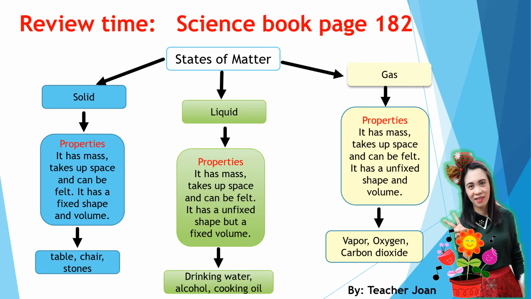The last part of our lesson for today is about review time, science book page 182. Draw a mind map, a diagram, or summarize what we have learned. So we have states of matter: solid, liquid, and gas. We also have the properties of solid, properties of liquid, and properties of gas. And lastly, we have the different examples of solid, liquid, and gas. Don't forget, we studied already this one in Zoom. So if you are not yet finished writing, you can write it down now.